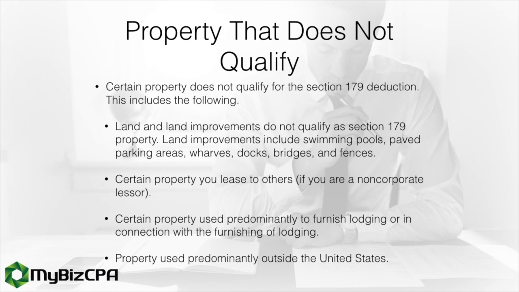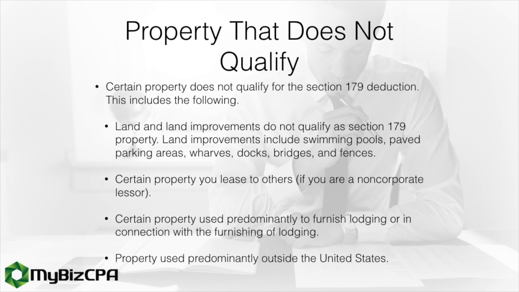We've discussed how, what, and why property qualifies for a Section 179 deduction. Let's briefly discuss property that does not qualify for the deduction. Land and land improvements do not qualify for the deduction. Land is a non-depreciable asset, and land improvements such as swimming pools, paved parking areas, and fences are non-qualifying improvements.